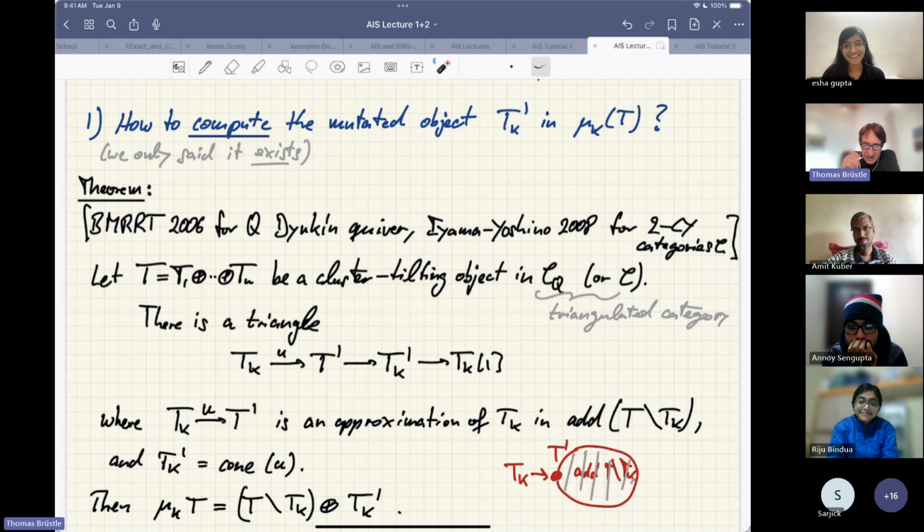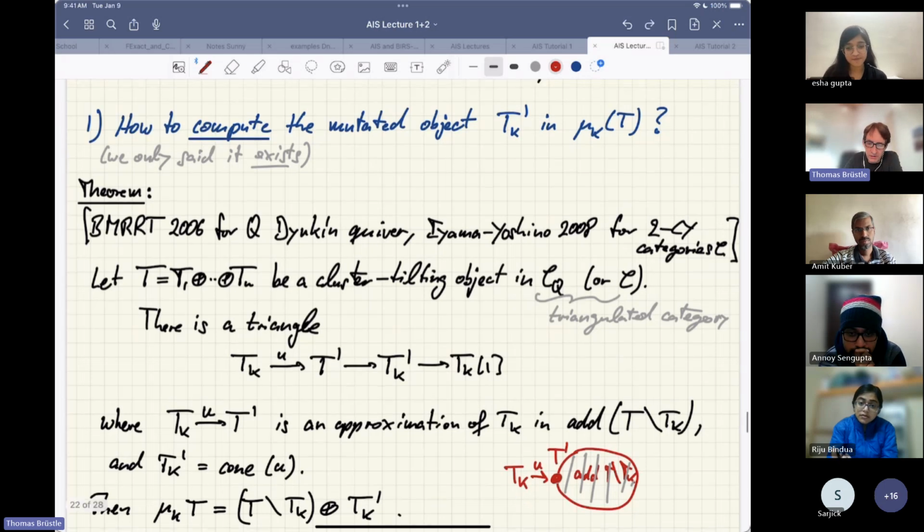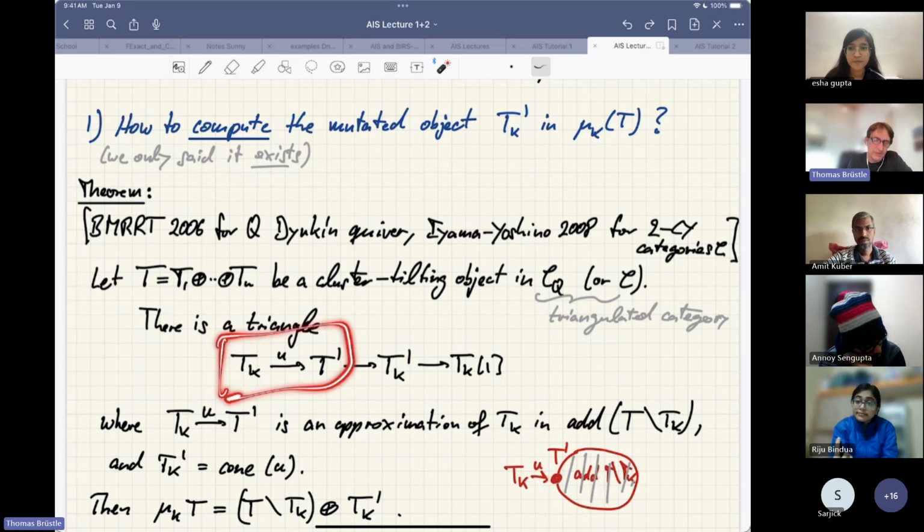And so this approximation is given: there's a morphism from tk to t prime, and it satisfies some universal property. Whenever I have a morphism from tk into that subcategory, every such morphism would factor through this U. So this is a universal property. This guarantees uniqueness, up to isomorphism. And I take this thing.